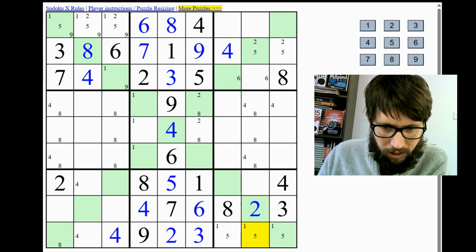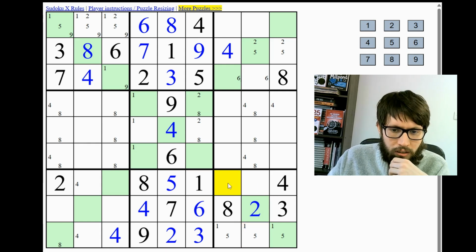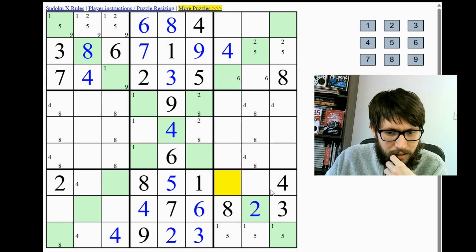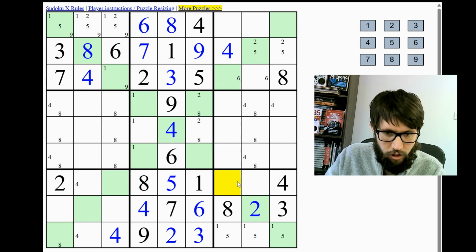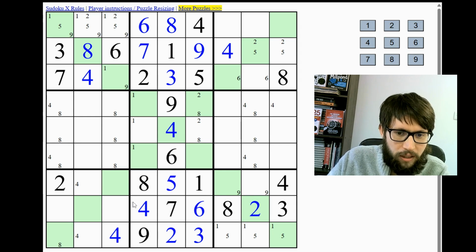1 is at the bottom, we know that. 2 we have, 3, 5, again is at the bottom. 6 could go anywhere, 7 could go anywhere, 8 is there, 9 has to be at the top. So we know for a certainty 9 is at the top, which means it can't be in either of these. So 9 is limited to these 3.